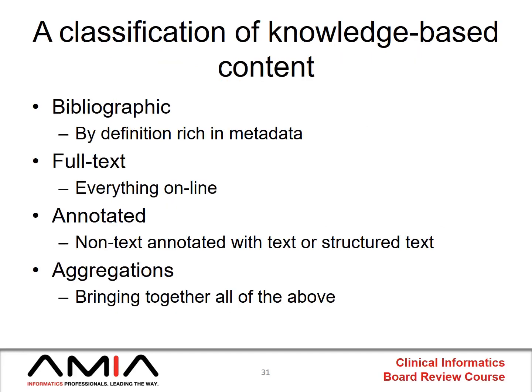Let's turn our attention more deeply into content, i.e. what is in information retrieval systems. And this classification system gives us a framework to think about the different types of content that are available. We'll look at bibliographic content, full text, annotated content, and aggregations that bring each of the 3 previous types of content together.